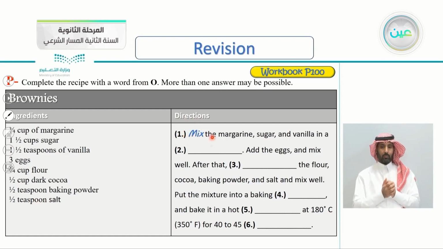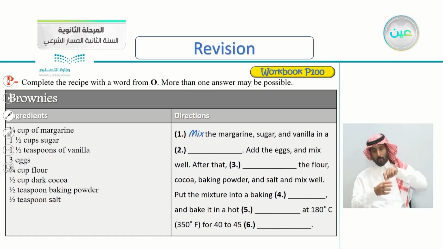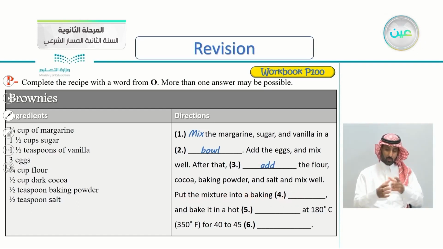Number 1, mix the margarine, sugar, and vanilla in a, so we mix them in a what? In a cup? Of course not. We mix them in a bowl. Add the eggs and mix well. After that, the flour. After that, add the flour, cocoa, baking powder, and salt, and mix well. Put the mixture into a baking. So we put all this mixture into a what?